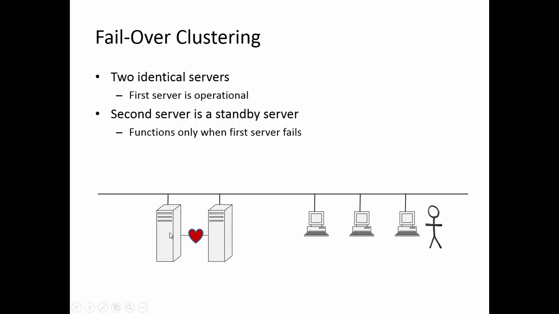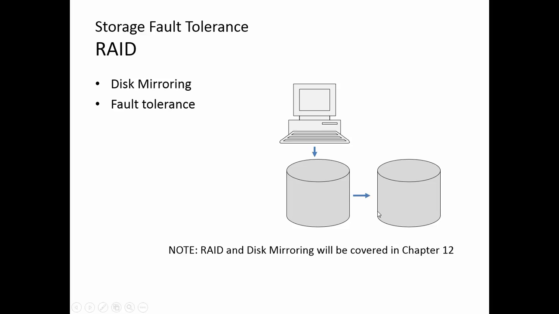The way the second server knows that the first server has crashed is that periodically the first server sends a signal to the second server, and that signal is called a heartbeat. And if the second server fails to receive a heartbeat from the first server, well, that means the first server has crashed, so then the second server kicks in and starts responding to user requests.